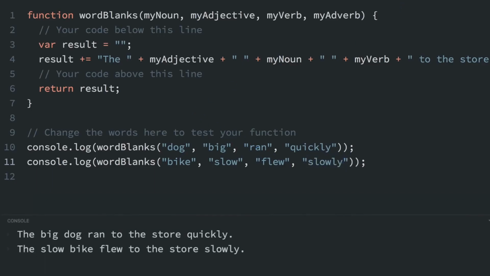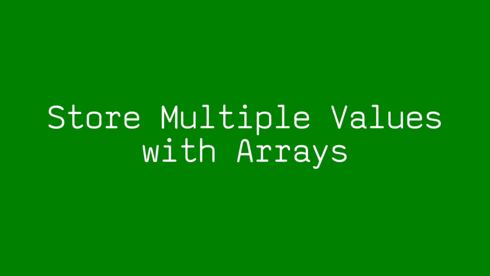And now, if we look in the console, we have two sentences. The big dog ran to the store quickly. The slow bike flew to the store slowly.